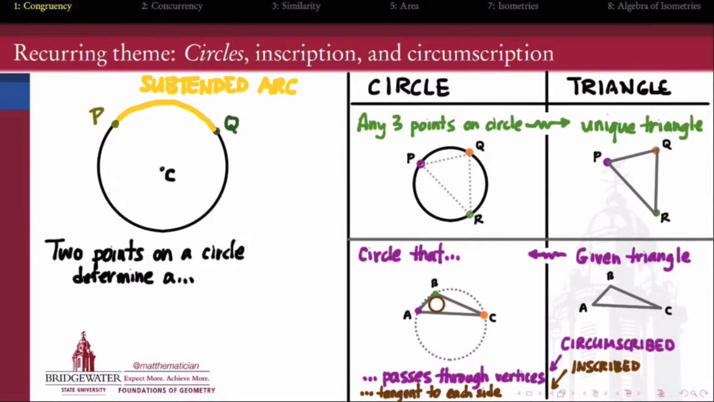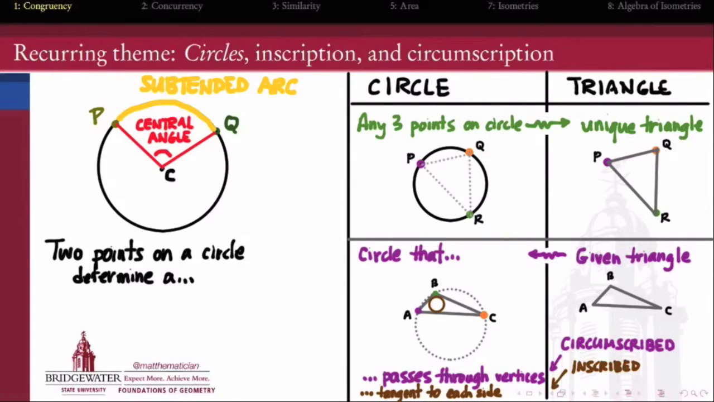They also determine, if I connect P to the center of the circle, C, and then to Q, what we call a central angle. It's central because the center point of the circle is where we measure this angle. So 2 points on a circle will determine a subtended arc on the circle, as well as a central angle at the middle of the circle. And we can find an equation, a formula, that tells us how those 2 quantities are related one to another.